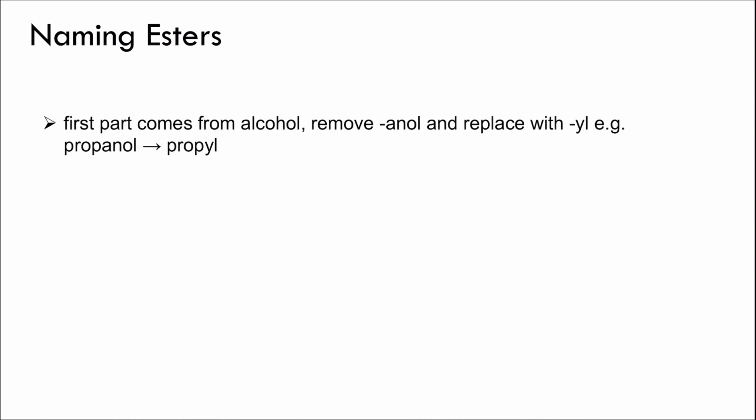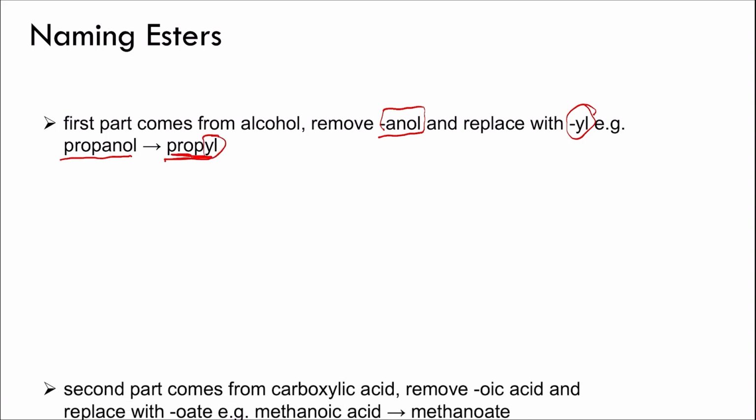How to name esters? The esters will come from an alcohol and a carboxylic acid. So the first part of the ester will refer to the alcohol part of the molecule. So when you write the alcohol part from the molecule, you remove the -anol from the alcohol name and replace it with -yl. So if you have propanol as the alcohol that formed the ester, then you remove -anol and replace it with -yl, propyl.